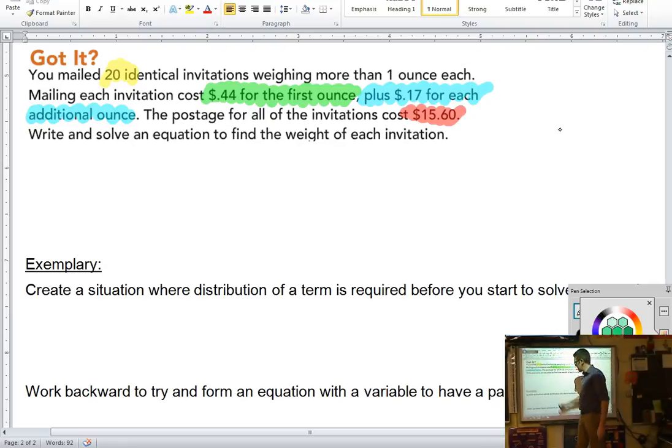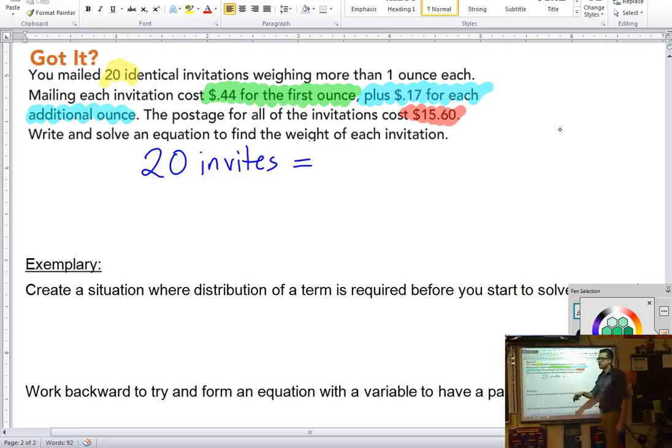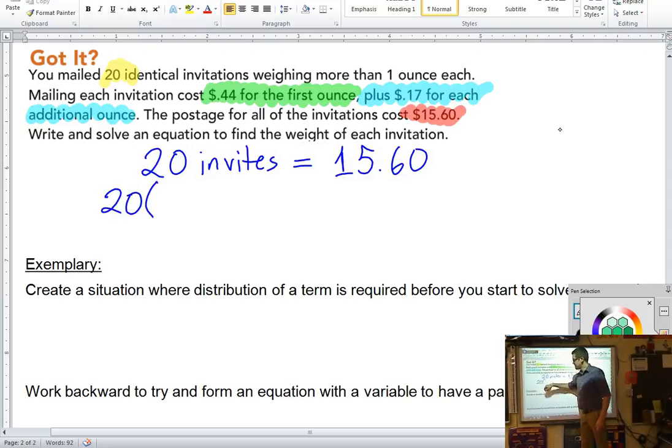We have 20 invites, and they equal the total cost of $15.60. Now, what is it that I have to pay for each invitation? Julia, what do you think? What do I have to pay for each invitation? You divide the... You're getting ahead of me. You're going to be right in a minute, but you're ahead of me.